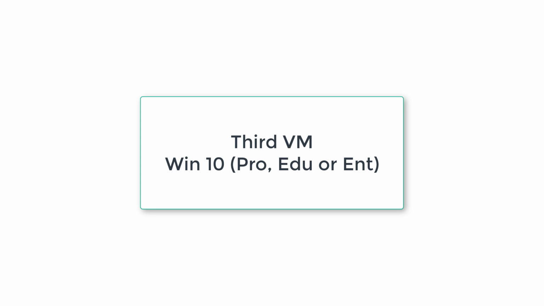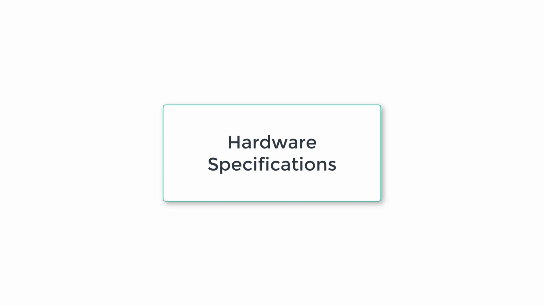The third virtual machine is a Windows 10 PC, and there's nothing special in that. Windows 10 can be Pro, Education, or Enterprise. With the given link, if you download, you get different Windows versions, but you have to select Windows 10 Professional.